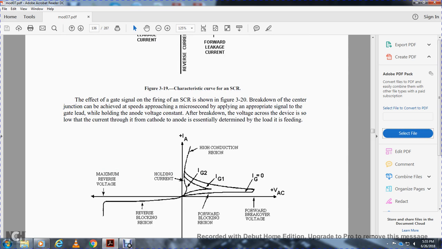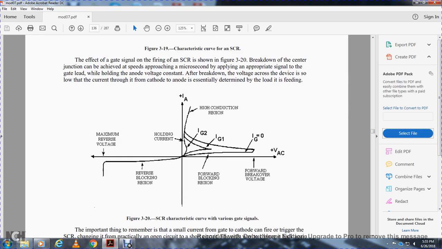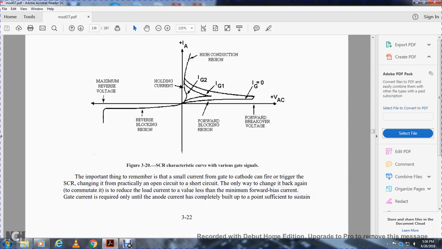The effect of the gate signal on firing is shown in Figure 3-20. Breakdown at the center junction can be achieved at microsecond speed by applying the appropriate signal to the gate lead while holding the anode voltage constant. After breakdown, the voltage across the device drops so that the current through it, from cathode to anode, is essentially limited by the load. The regions are: maximum reverse voltage, reverse blocking region, holding current, high conduction region, forward blocking region, and forward breakover voltage.